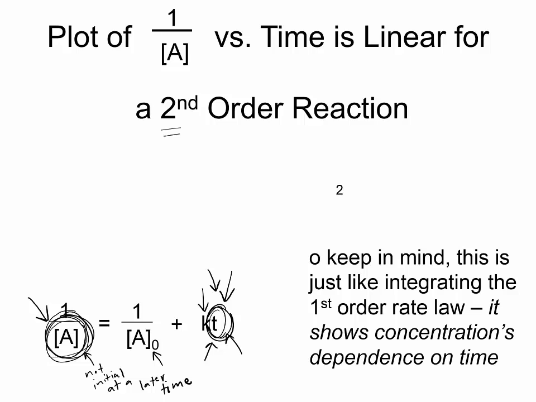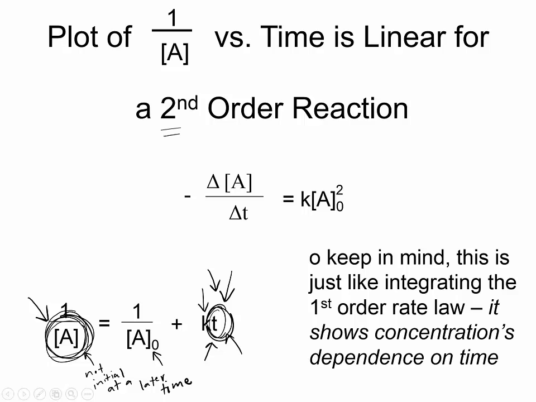I have a nice summary slide later that we'll look at that shows a summary. So here's the relationship. If you have second order, you set that equal to its rate, the change in concentration over time, and integrate it, then you'll get this line function.